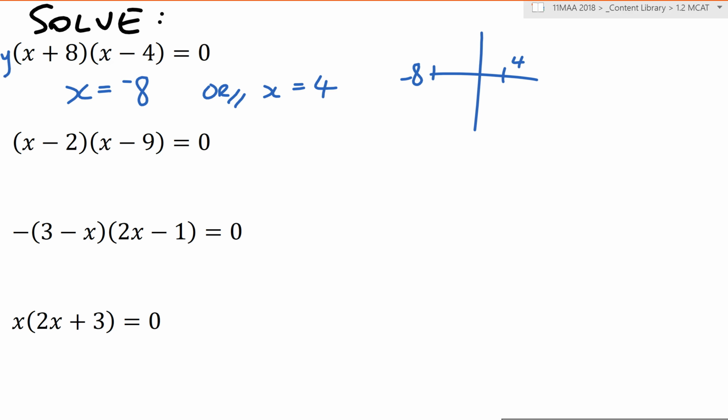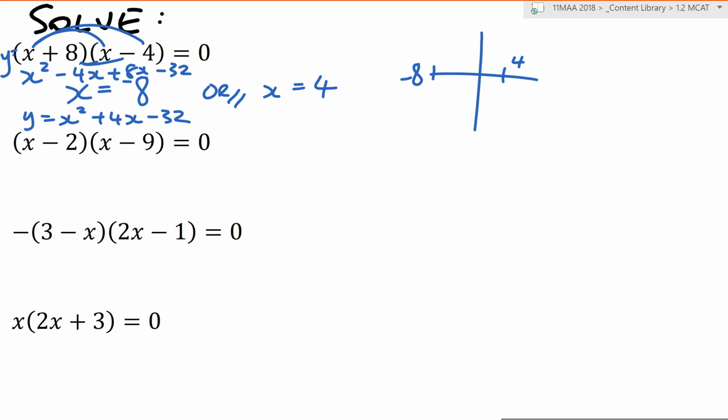Yeah, so if we had y equals (x plus 8)(x minus 4) as an equation, that would be a parabola, right? Because if we expanded it out, we would get x squared minus 4x plus 8x minus 32. Or more importantly, you'd get x squared plus 4x minus 32. And so that graph there, if we factorize it, looks like that.